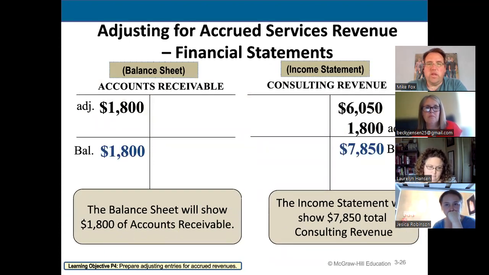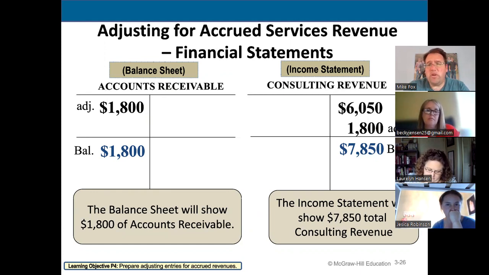So again, we'd add to the revenue we already had. This allows our revenue to be accurate at the end of the month, right? If you think about all these adjusting entries, their main purpose is to allow our revenues and expenses to be accurate at the end of the accounting period so that we can make our financial statements. So our income statement will be correct. And they also allow our balance sheet items to be correct, right? Because we now have this accounts receivable on there for money that's owed to us.